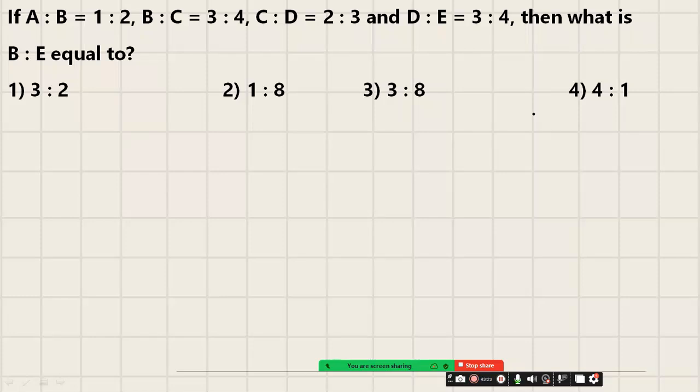If a is to b is equal to 1 is to 2, b is to c is equal to 3 is to 4, c is to d is equal to 2 is to 3, and d is to e is equal to 3 is to 4, then what is b is to e equal to? What is b is to e equal to? Guys, mute yourself.